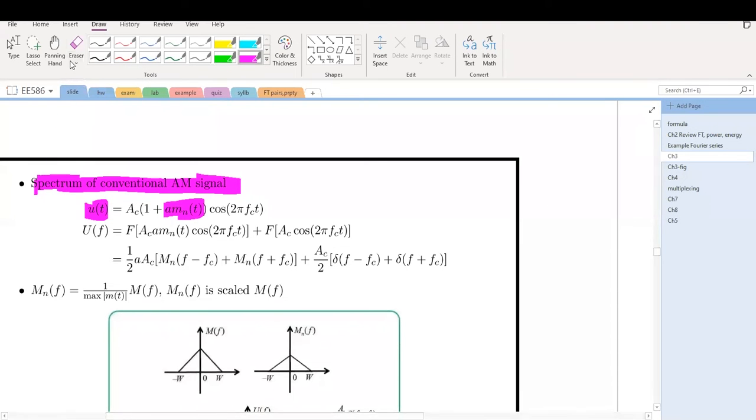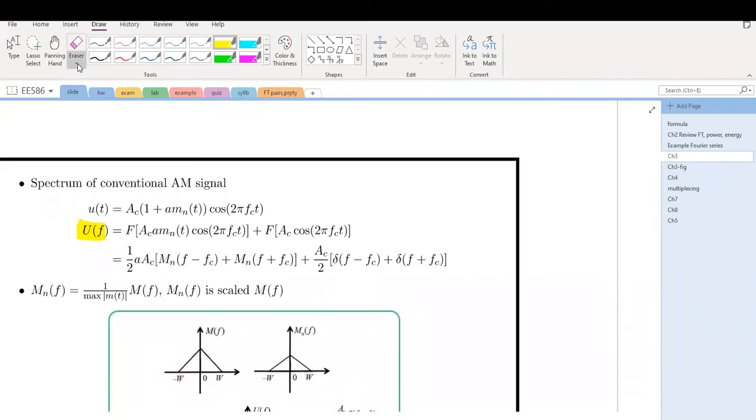Next, let's look at the spectrum of the conventional AM signals. Spectrum is very important in communication systems because spectrum will determine the bandwidth for the message signal being transmitted on the channel. The smaller the bandwidth to transmit a signal, the better. Imagine if I have a limited bandwidth for a channel, for example, from 1 gigahertz to 2 gigahertz. If I transmit each signal using smaller bandwidth, I can transmit more signals within the same bandwidth I have.